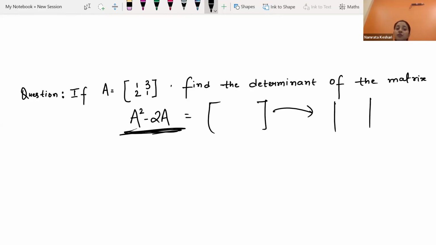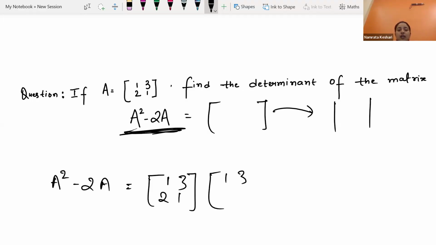First we will focus on finding A square minus twice A, the way you have learned in the previous chapter. That is matrix multiplication of A with A, that is A square. So 1 3 2 1, same we will be doing the multiplication 1 3 2 1, row to column. Can you tell me, Kiran, what will be the final answer? A square we are finding for now, not 2A, just A square.